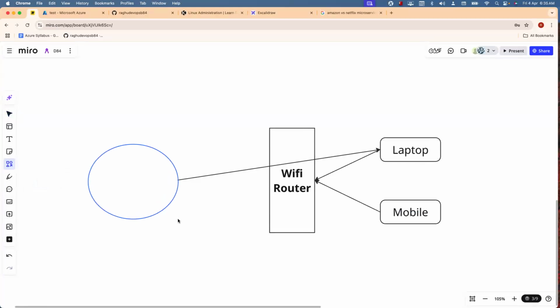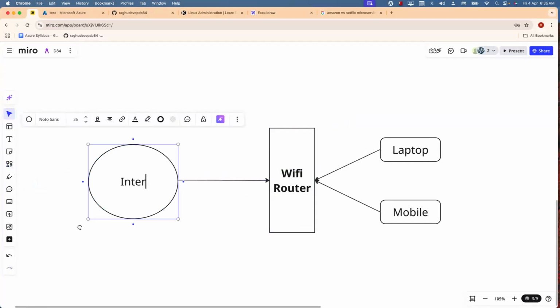What is your ISP provider doing for you? He is just plugging you into a world of network, which we call the internet. Internet means a group of devices. All the devices are connected to one big network, that is the internet. That is what it is, by the way.